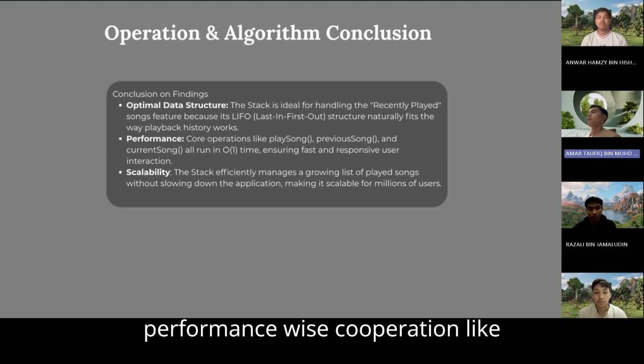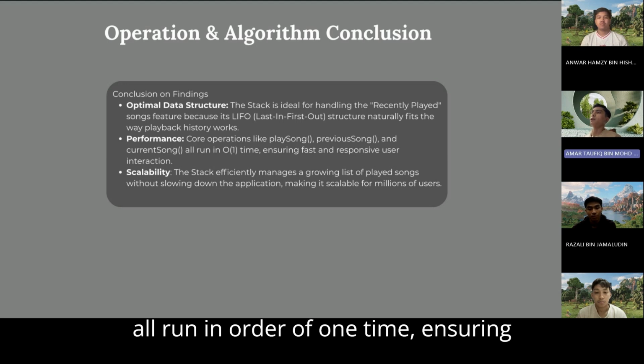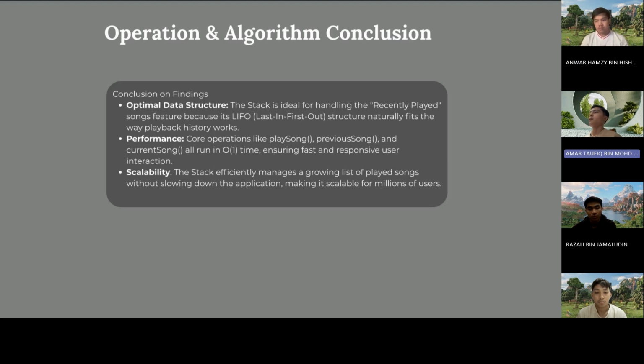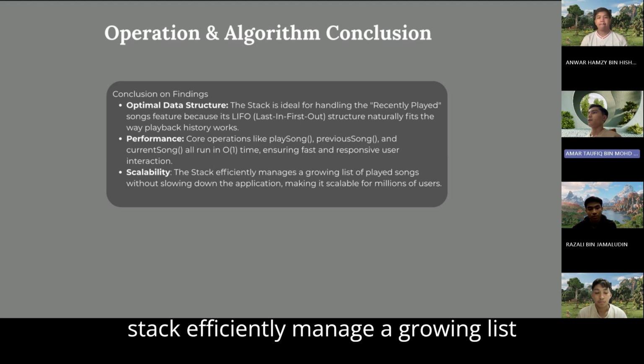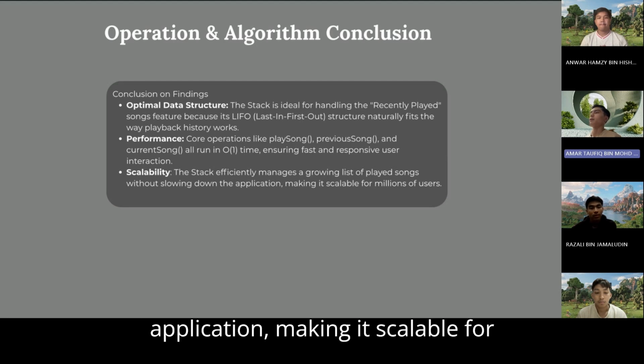Then we have performance-wise: core operations like play song, previous song, and current song all run in order of one time, ensuring fast and responsive user interaction. The last one we have is scalability. The stack efficiently manages a growing list of played songs without slowing down the application, making it scalable for millions of users.